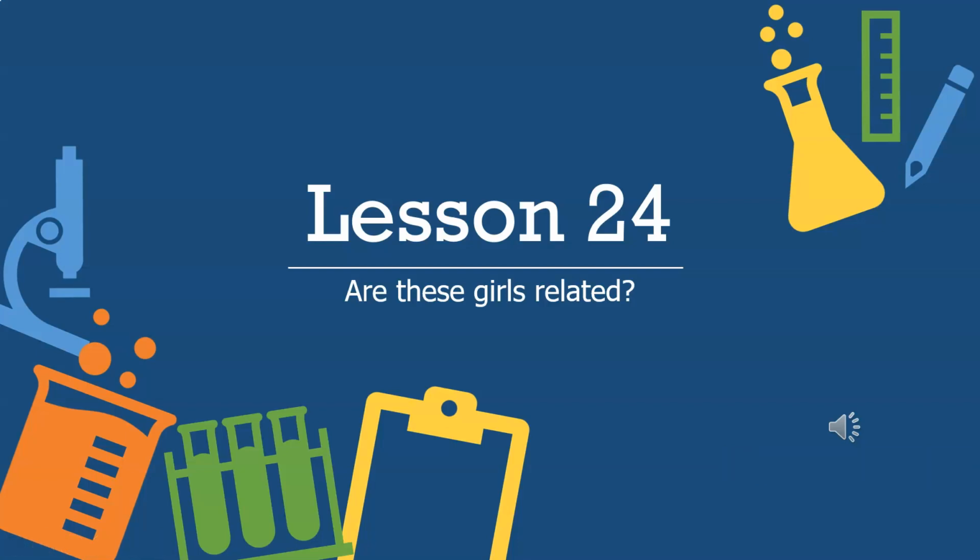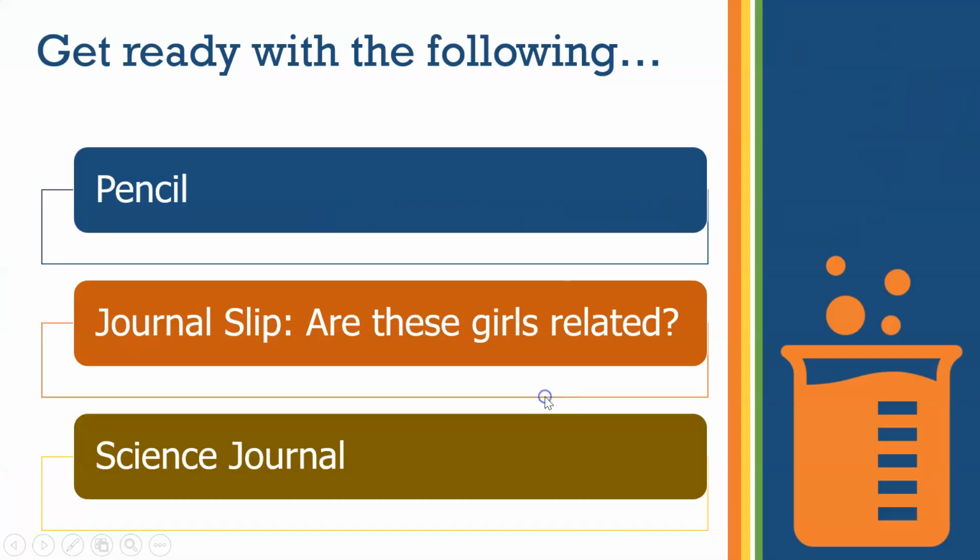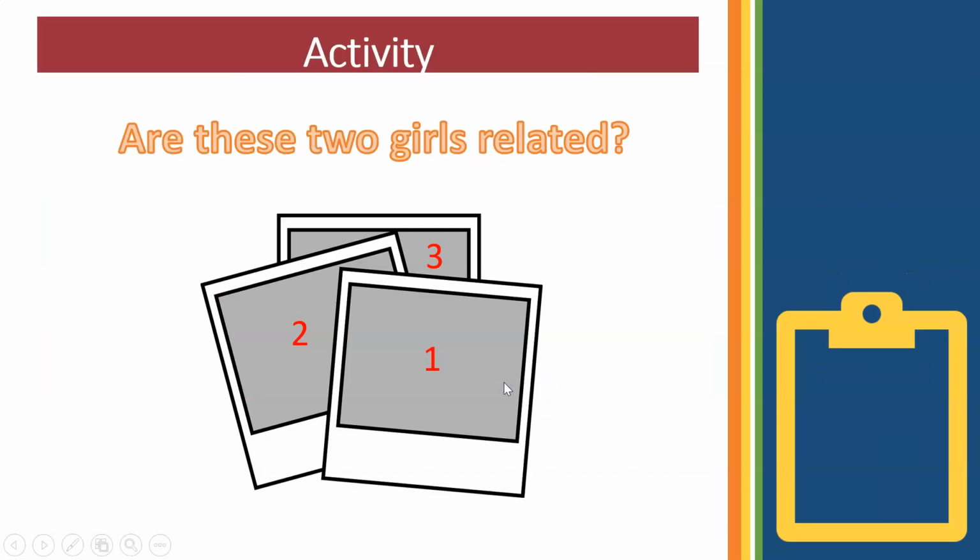And speaking of families, I'm wondering if you can help me figure out if two girls who you're about to see are actually related. Grab your pencil, your journal slip, and your science journal. For today's activity, I'm going to show you a series of 3 photographs. In each photo, the same 2 girls are pictured. Based on what you see in the photos, you need to decide whether you think the 2 girls are related or not related. These girls could be sisters, they could be cousins, or they just might be friends. It's up to you to decide. The only evidence we have is what we can observe in the photographs. So you'll only be able to support your thinking with this available evidence.